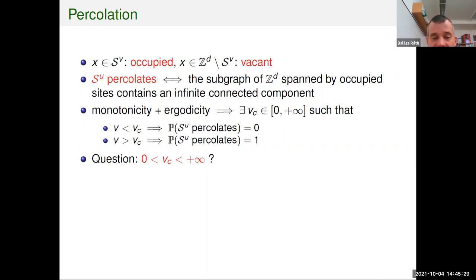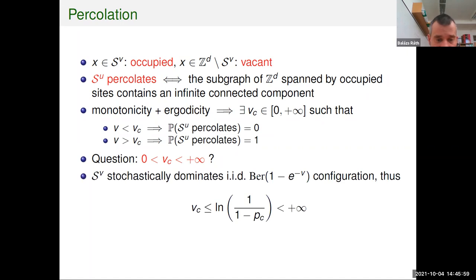But the question is, is this phase transition really non-trivial? So is this critical threshold positive and finite? Meaning that if you take the intensity parameter low enough, do you see a non-percolative regime where all the connected components are finite? And if V is big enough, do you see a percolative regime where you have an infinite connected component? So this is the question of non-triviality of phase transition. And well, the second question is easier.